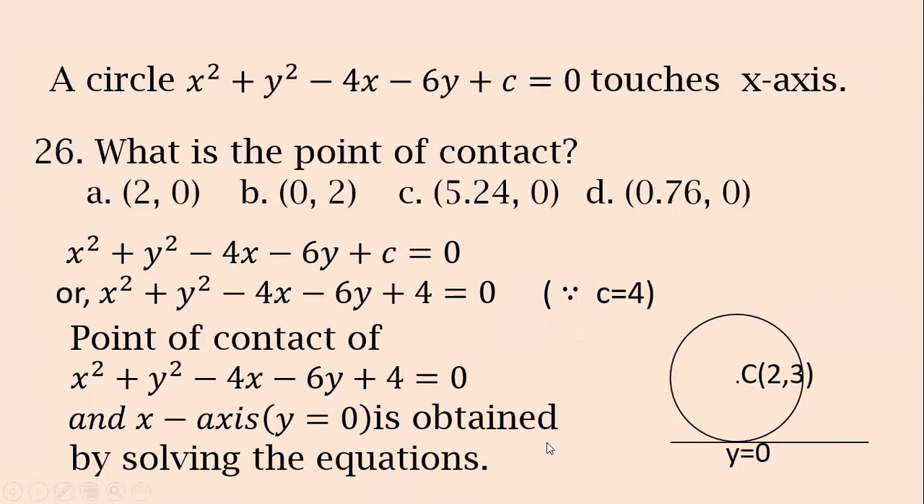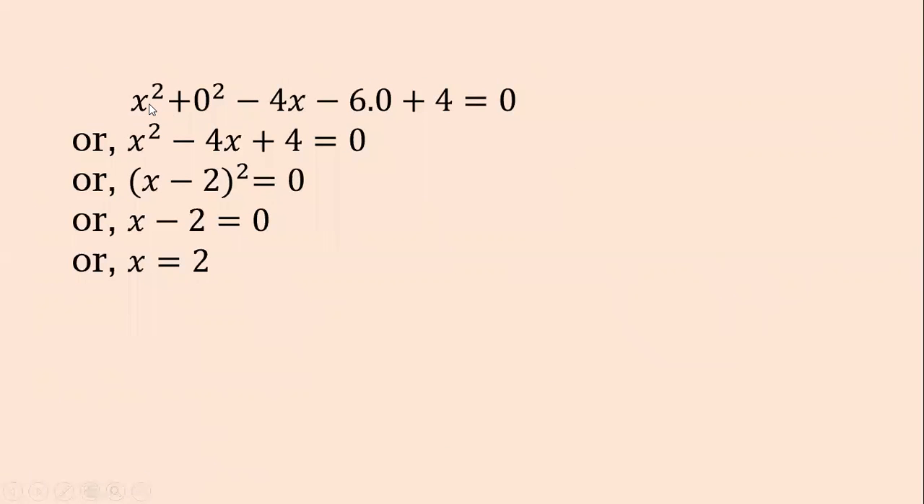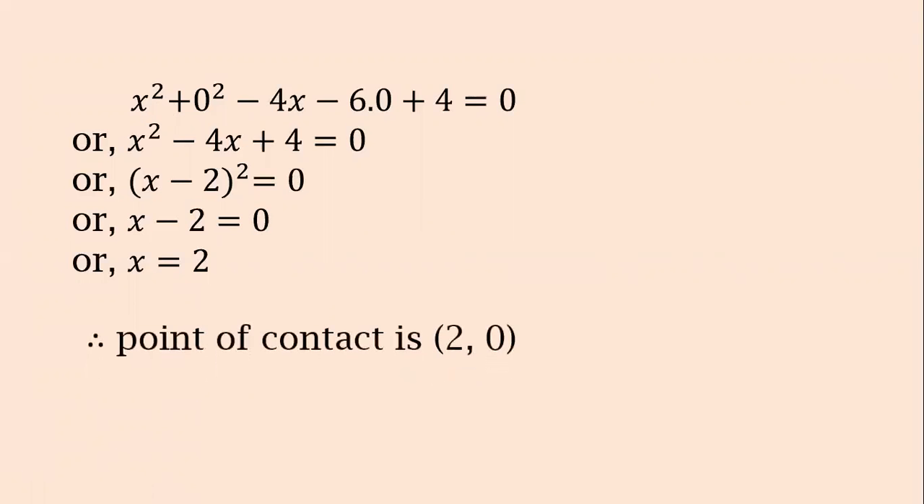By solving the equation, that is putting y is equal to 0, we are getting this equation x square minus 4x plus 4 is equal to 0 and finally x is equal to 2. So the point is x is equal to 2 and y is equal to 0. So this is the point of contact.